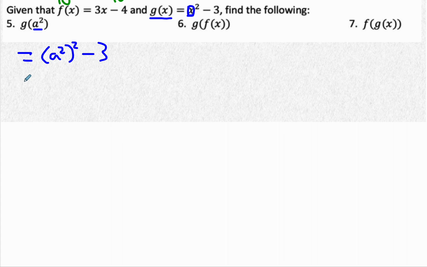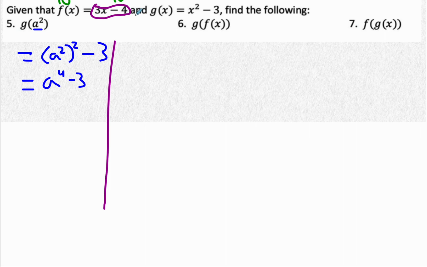Minus 3. Right, just to finish out the rest of g. So a squared squared is a to the 4th. And then the minus 3 just comes down. Okay, the other two here are function composition that we've talked about some. So g of f of x, meaning, let's get rid of my stuff here. G of f of x, I'm going to go to g and plug in f. So I have to take this whole thing that is f and plug that in for x in g.